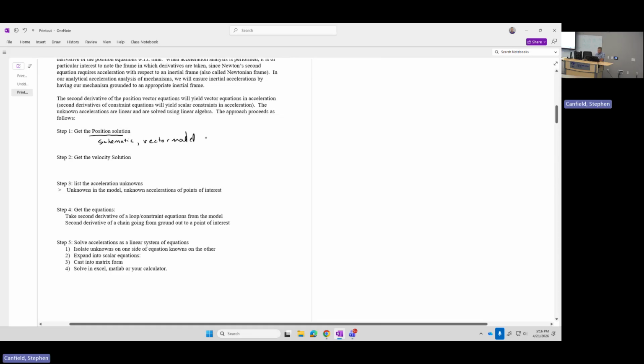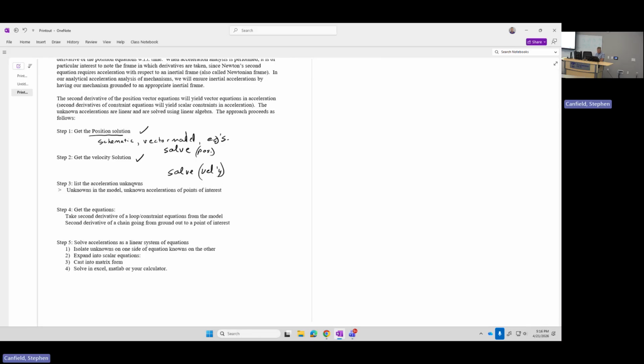And we write our knowns, and finally we get our equations. We will need the velocity terms along the way. So you're going to have to solve the position problem, and you are going to have to solve the velocity problem as well, the velocity terms as well as the position terms. You'll need those going into the acceleration, but we've already talked about that.